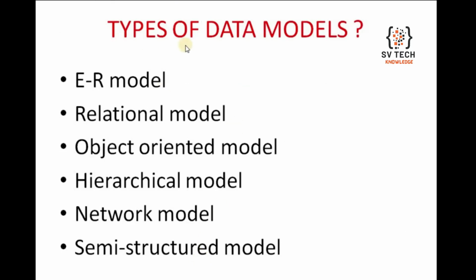Mainly we have 6 types of data models. The first one is ER model, next relational model, object oriented model, hierarchical model, network model, and semi-structured model. So we will discuss everything step by step.